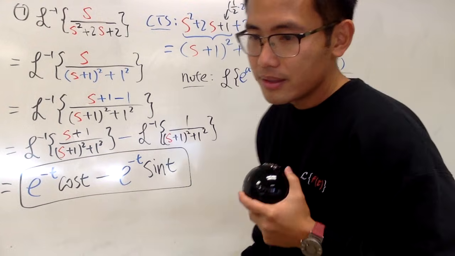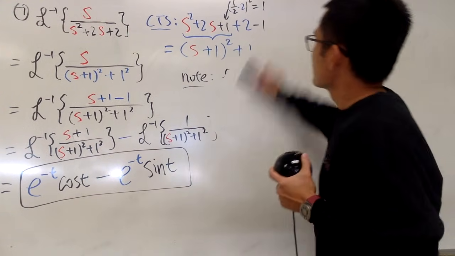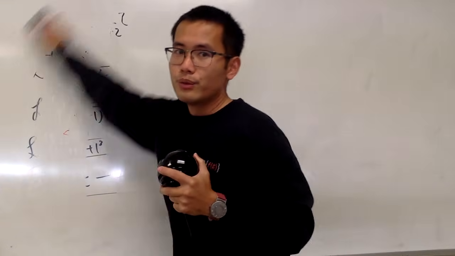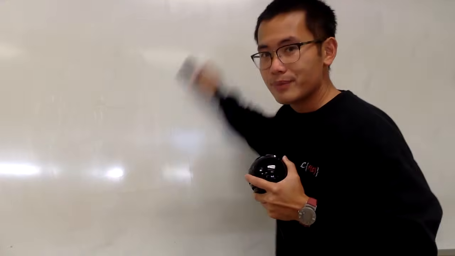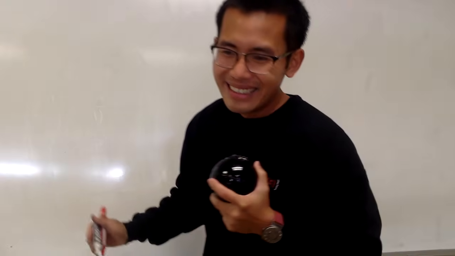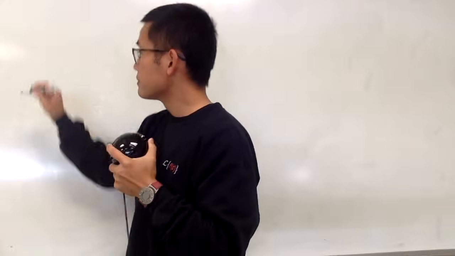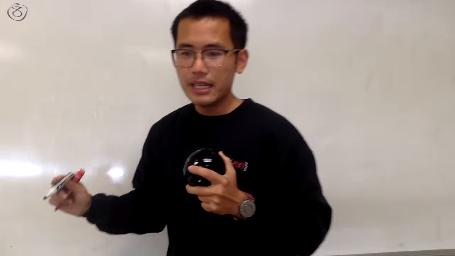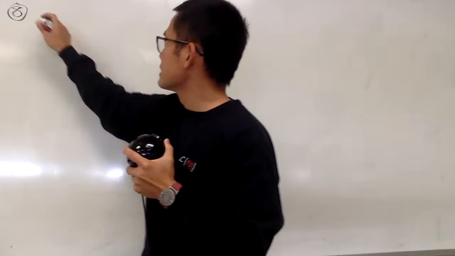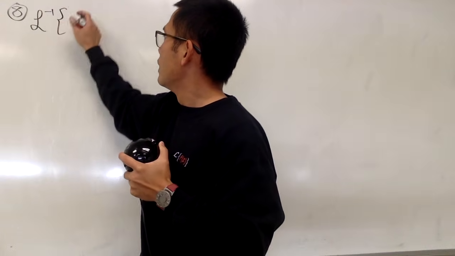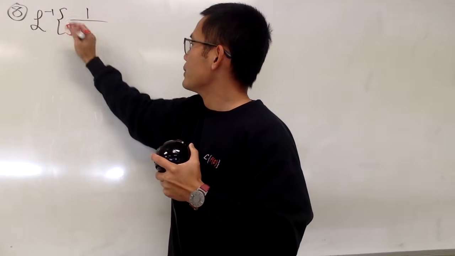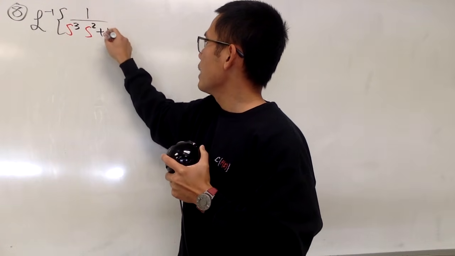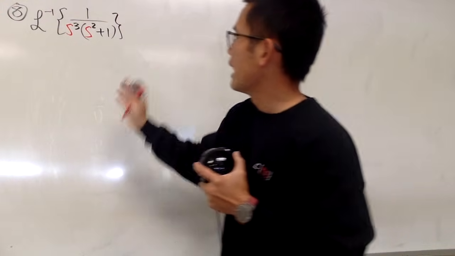Now, next one takes some space, so I will write it down right here for you guys. So this is a great review if you did the Laplace transform already. Of course, you should also know the inverse Laplace. Now, number 8, right here. Oh, that's delta. No, this is number 8, right? Number 8, we have the inverse Laplace of 1 over s to the third power, and then s squared plus 1, like that.